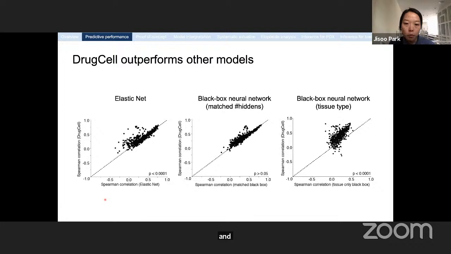I also compared DrugCell's performance to 3 baseline models: ElasticNet, which is a linear regression model, a black box model with a matched number of neurons, and another black box model using tissue type as an additional feature. You can see DrugCell outperforms the other models for many drugs in the scatter plot. In each plot, each data point represents an individual drug, and the points above the diagonal line are the drugs for which DrugCell could make a more accurate prediction than the other model in comparison.